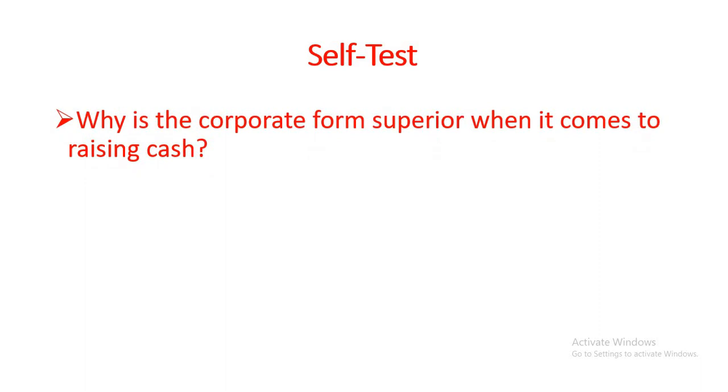Now let's look at the self-test question. The question is, why is the corporate form superior when it comes to raising cash? So we have already discussed that corporations can raise more capital than sole proprietorships and partnerships because corporations have many options to raise capital. Like a corporation can definitely raise capital from financial institutions. That means it can take loans from financial institutions.